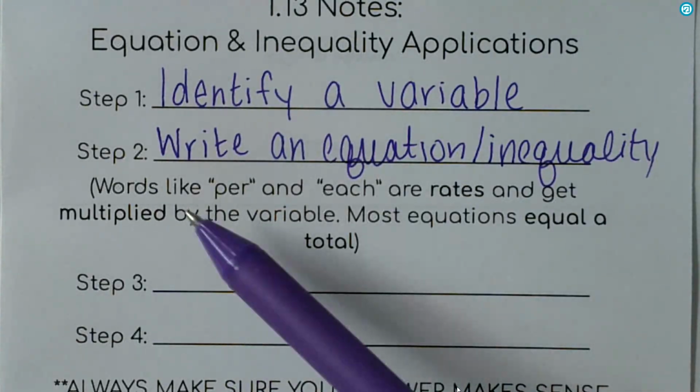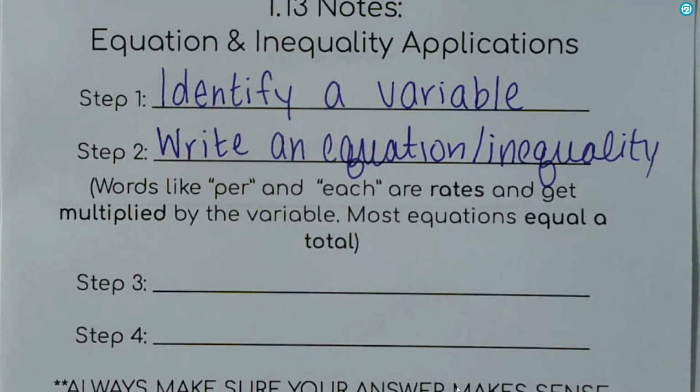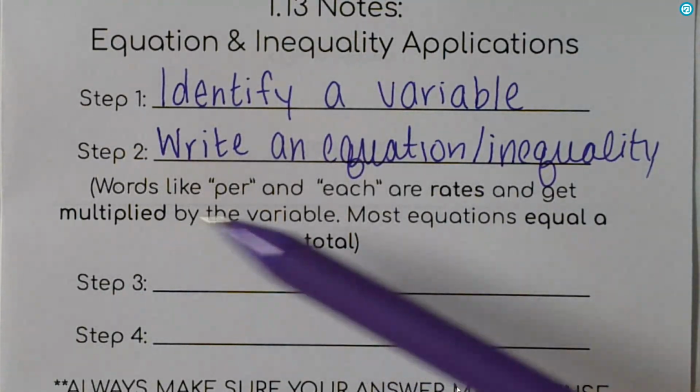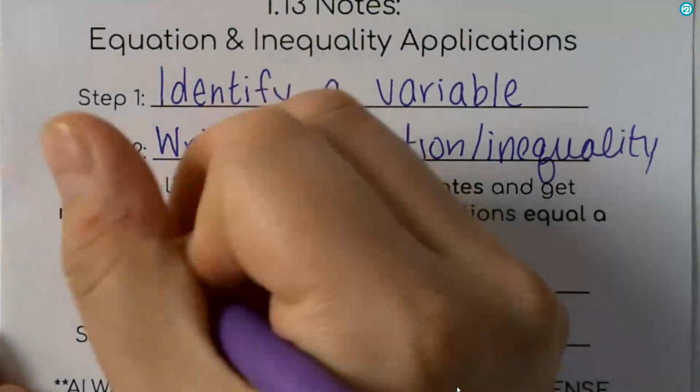Okay, so here are some hints. Words like per and each are rates. So if I say gas is $3 per gallon, then that rate is probably going to get multiplied by my variable. Most equations are either equal to a total, or less than or greater than a total if it's an inequality, so pay attention to that. If we are trying to ask you to earn a total of $100, maybe your equation is going to need to be equal to 100. Okay? Step 3 after that, we are going to solve.